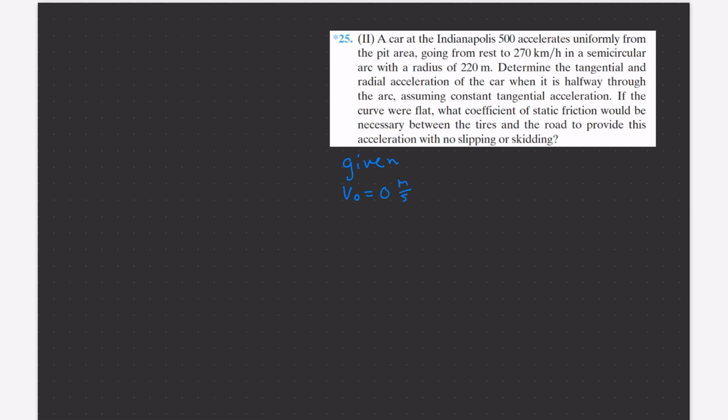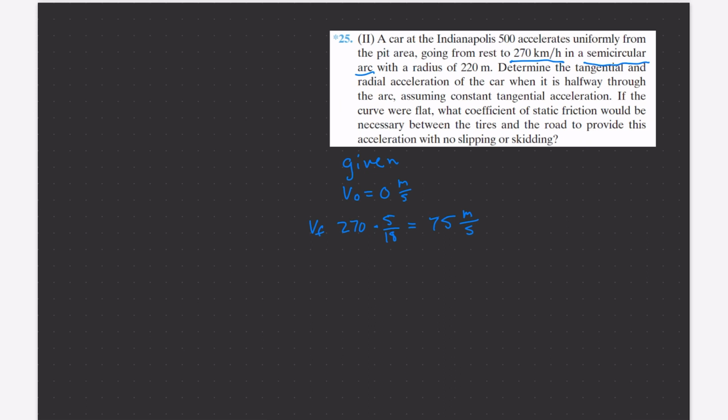We have a final velocity right here. So that's 270 times 5 over 18. So V final is 270 times 5 over 18, which is equal to 75 meters per second. Now that 5 over 18, if you don't recall, is just the conversion factor to go from kilometers per hour to meters per second.